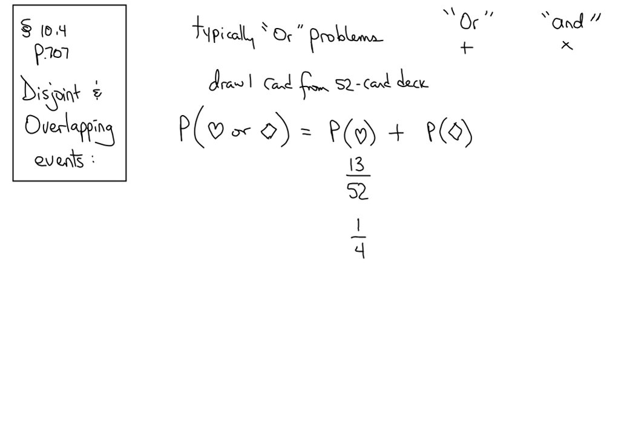I would reduce these whenever possible, guys. Okay? Actually, I should make a disclaimer about that. I'll talk about it in a minute. Plus, how many diamonds in the deck? 13 out of 52, which also becomes 1/4.